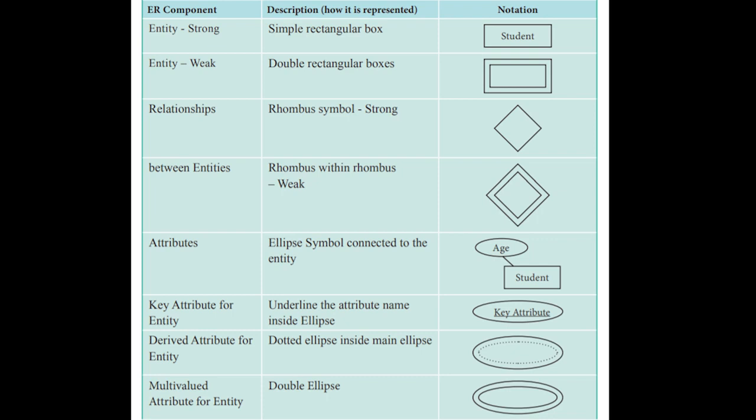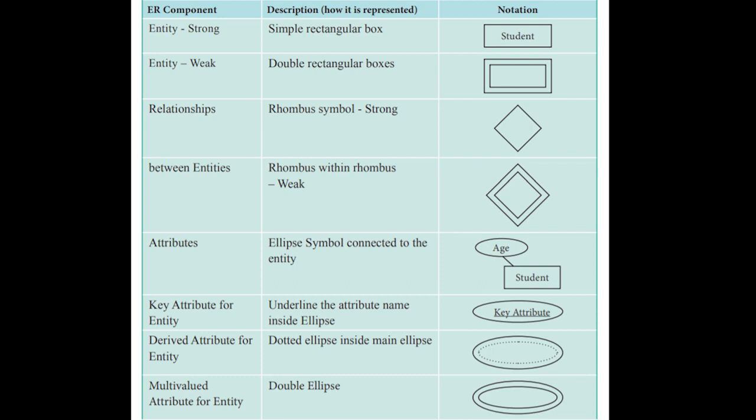Okay, this is a strong one and it is represented by the rhombus symbol. Can you see this rhombus symbol? The third notation is relationships. This rhombus symbol denotes the relationship. And the next one is the relationship between the entities, which is denoted as what? Double rhombus. The rhombus within the rhombus, that is weak.